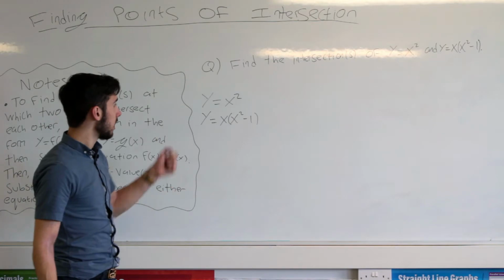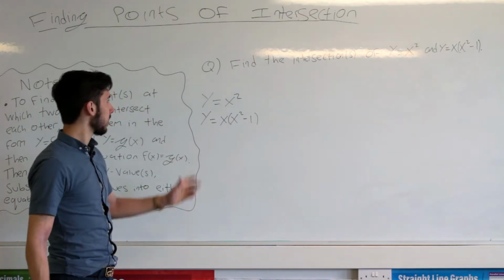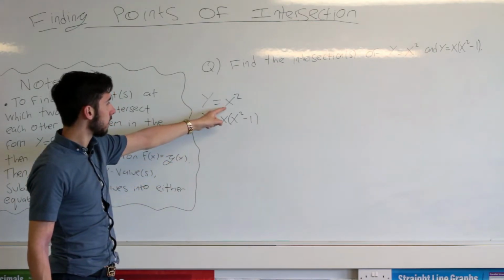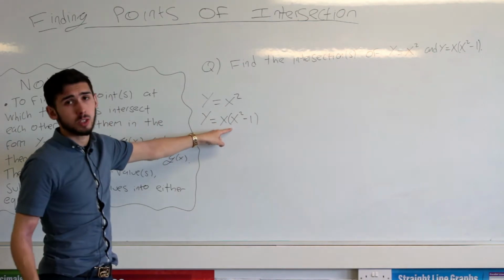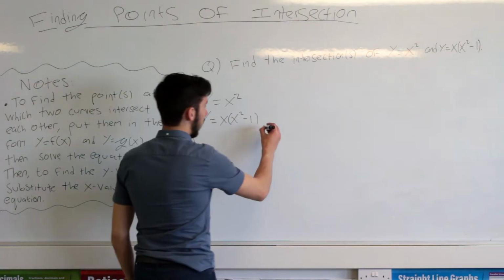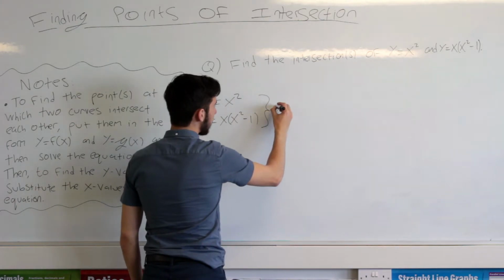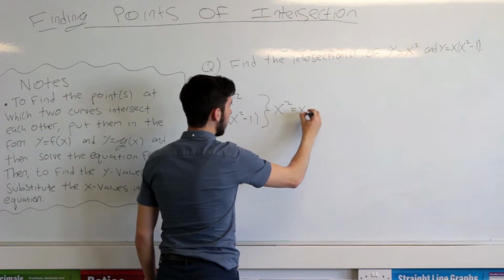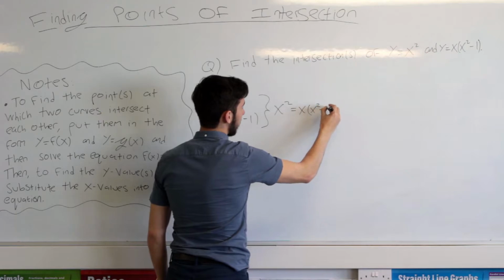So nicely for us, these are already, and they usually will be, in the form y equals f of x and y equals g of x, okay? So we're going to set them equal to each other. I'm going to then say that x squared is equal to x times x squared minus 1.